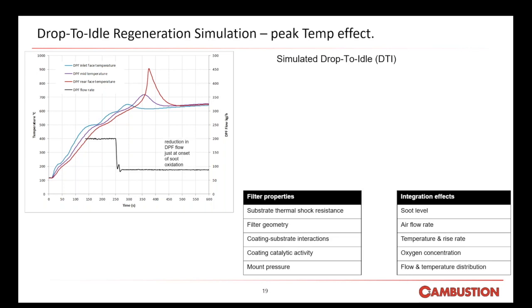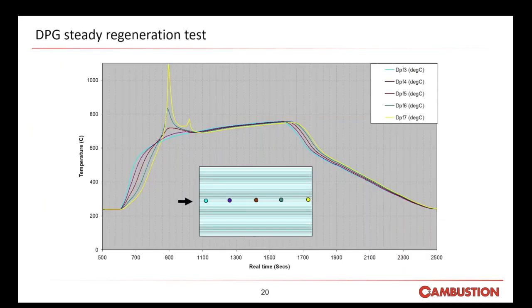More on this. So this graph here is an example of a steady state QA test for thermal resistance with low airflow, high temperature rise rate, and an excess of oxygen. This generates temperatures high enough to trigger an exotherm and induce thermal stresses that can destroy a loaded DPF. The steady state regen is more widely used for QA testing because it's more repeatable than a DTI equivalent test.